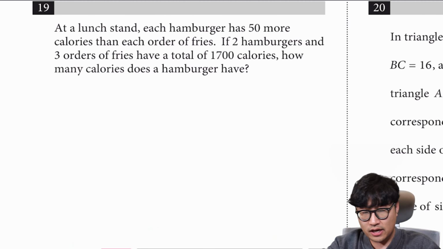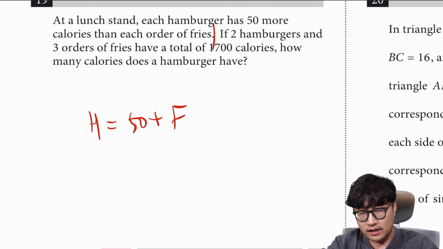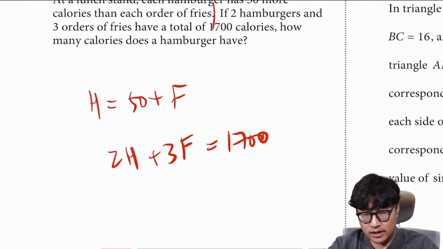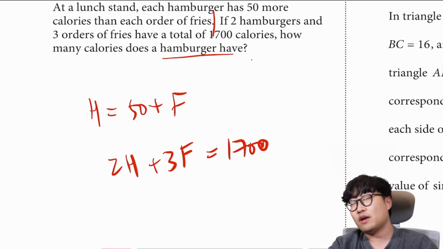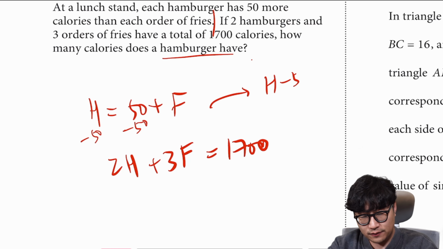At a lunch stand, each hamburger has 50 more calories than each order of fries. Stop. So H has 50 more than fries. If 2 hamburgers and 3 orders of fries have a total of 1,700 calories, how many calories does a hamburger have? Once again, what I want at the end of the day is something with the H. I want to save that. So I'll subtract 50 on both sides. And h minus 50 is equal to f.